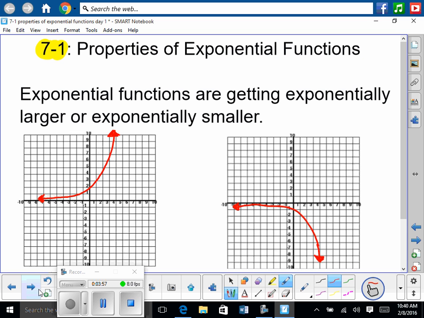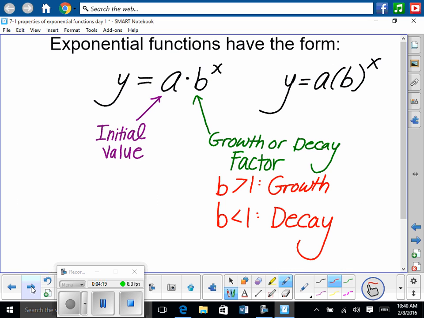So today we're going to focus in on graphing exponentials. Exponential functions look like this. They start out either really, really small and get exponentially larger, or, with this one, start out really, really small and get exponentially smaller. Does everybody see that? Exponential functions have this form.